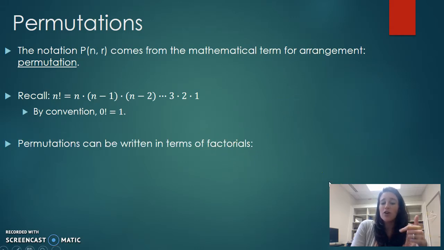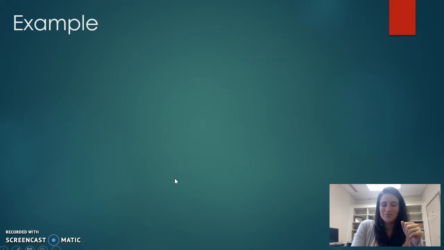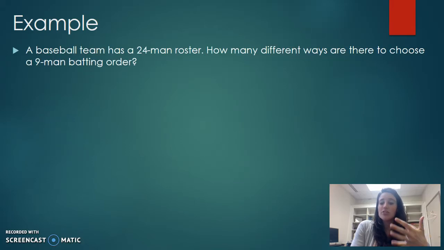And then we can write our formula for permutations using factorials. So P of N comma R is equal to N factorial divided by N minus R factorial. And I would write that down for sure. So let's look at an example. A baseball team has a 24-man roster. How many different ways are there to choose a 9-man batting order?